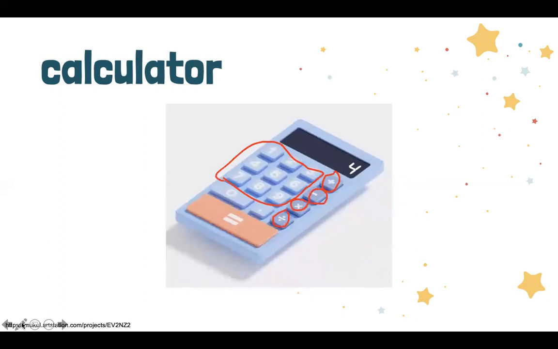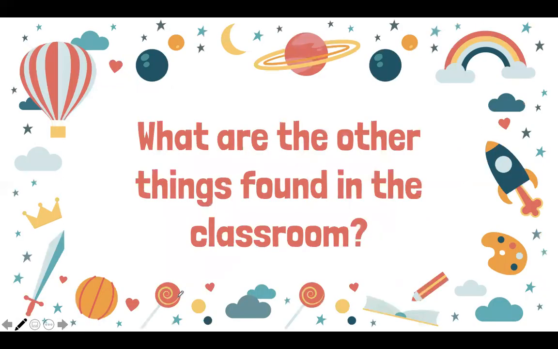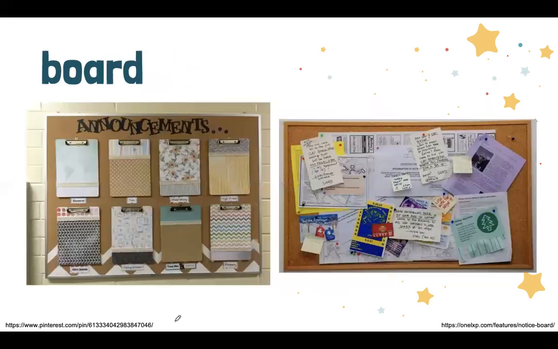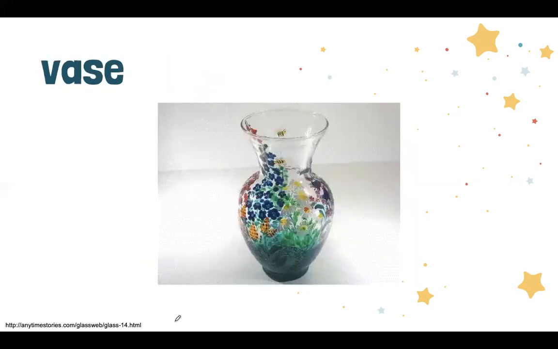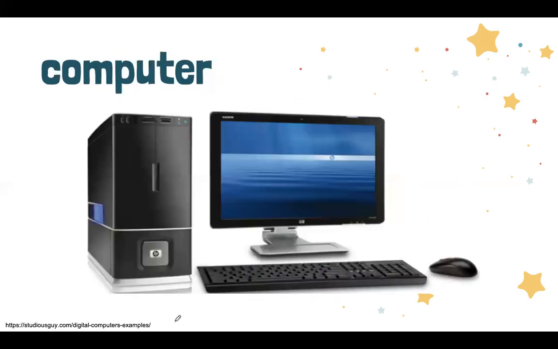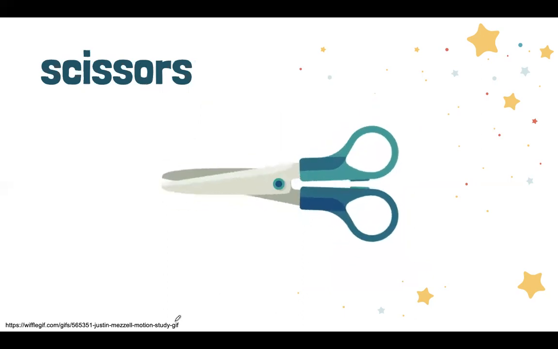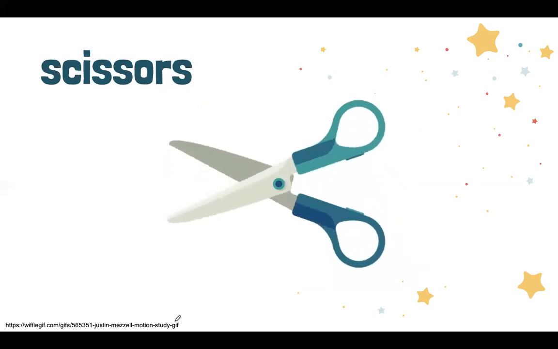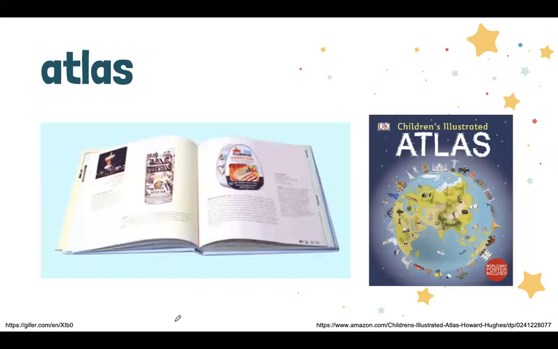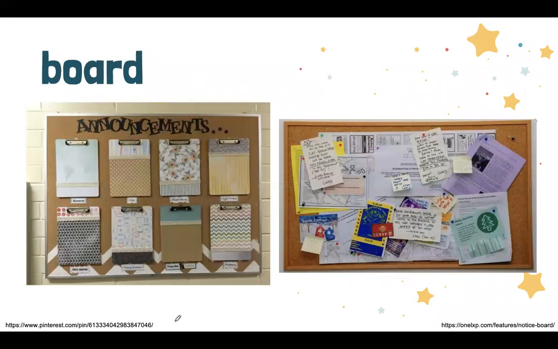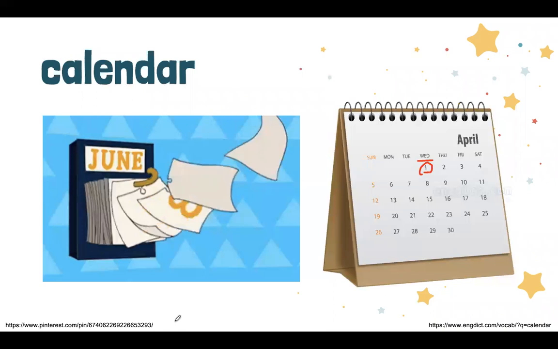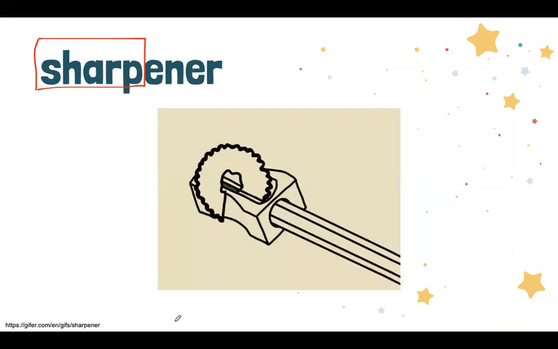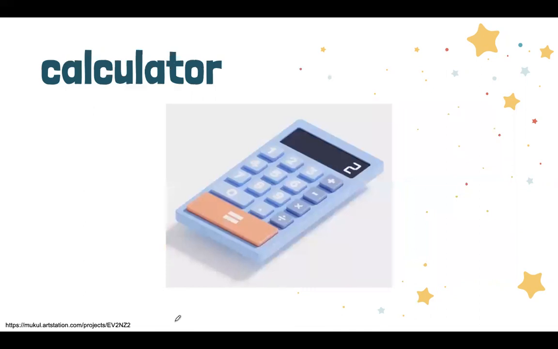Okay, so let's review again the most common things found in your classroom. First one is dictionary. Next, vase, computer, scissors, atlas, board, globe, calendar, sharpener, calculator.